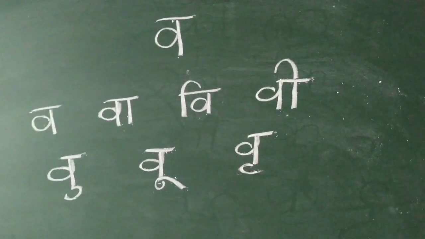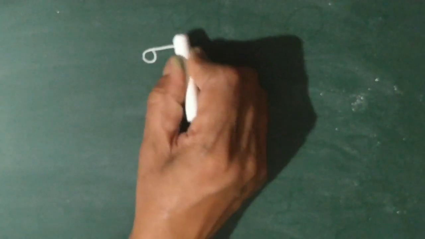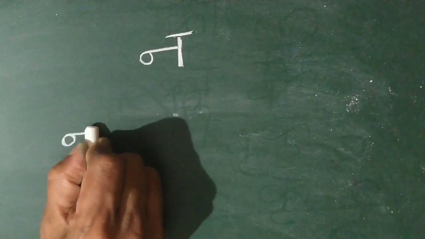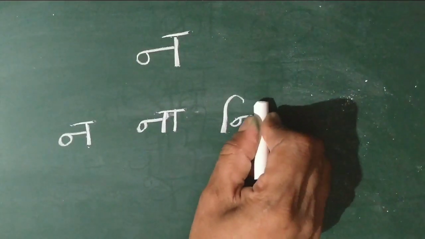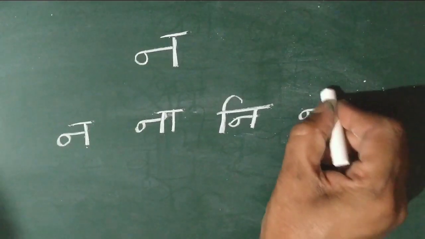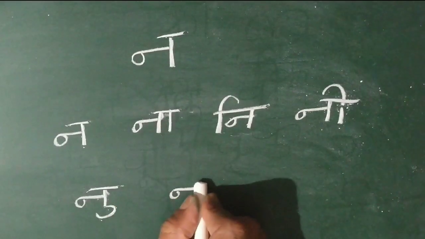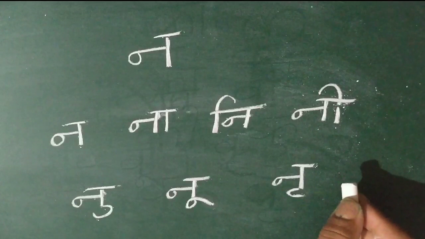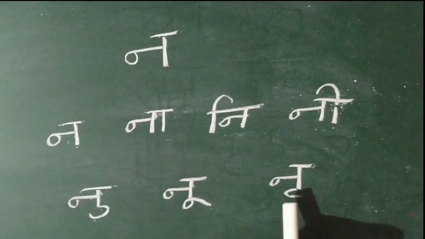Right? See one more example. Use all the symbols with na. Na, ni, nu, nri. Right? Na, na, ni, ni, nu, nu, nri. Right?